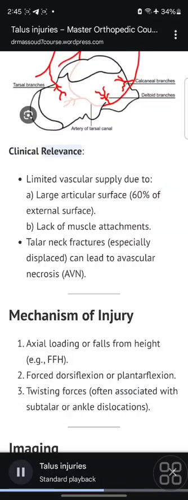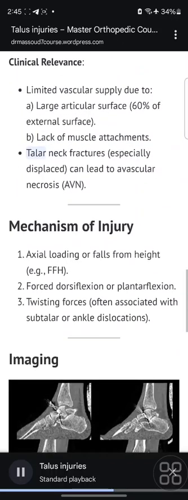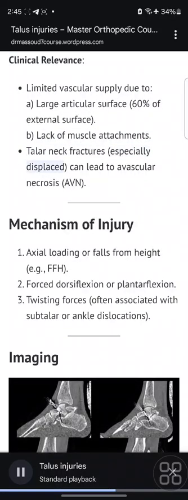Clinical relevance. Limited vascular supply due to a. Large articular surface, 60% of external surface. b. Lack of muscle attachments. Talar neck fractures, especially displaced, can lead to avascular necrosis, AVN.